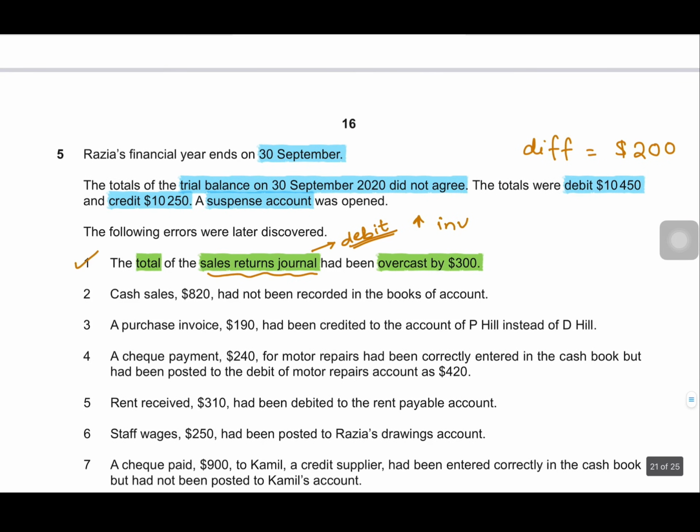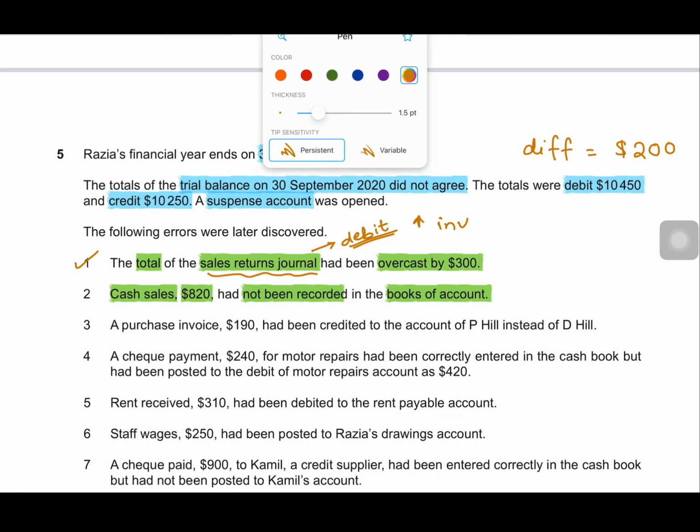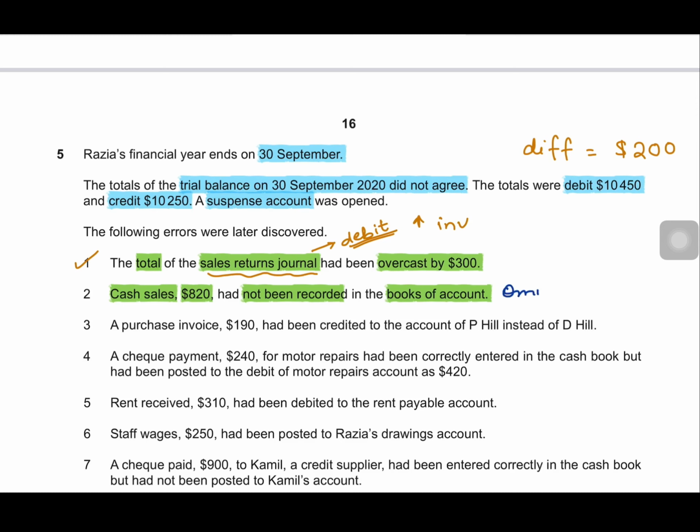Then error number 2 says cash sales 820 had not been recorded in the books of account. So this is where we haven't recorded the cash sales at all in the books, that is they are not recorded in the cash book and then in the sales account as well. So first of all, what type of error is this? When the transaction is not at all recorded in the books of accounts, this is called your error of omission. The transaction has been completely omitted from the records.